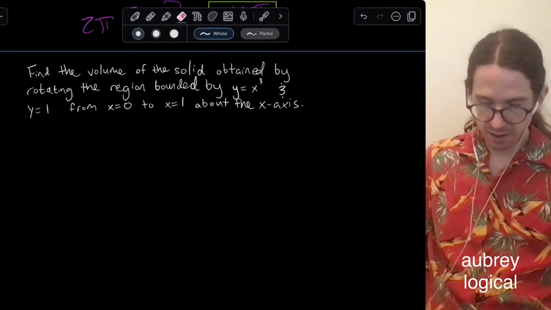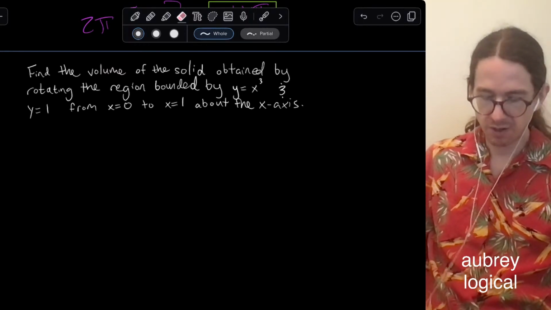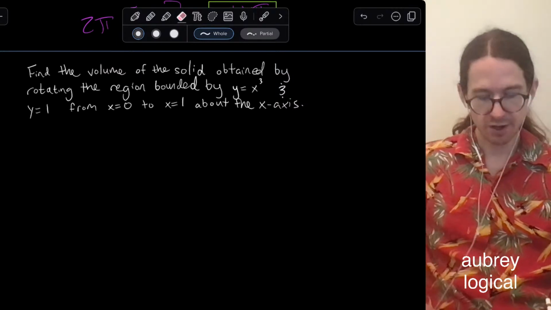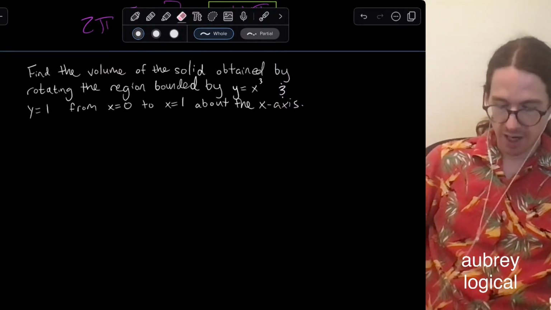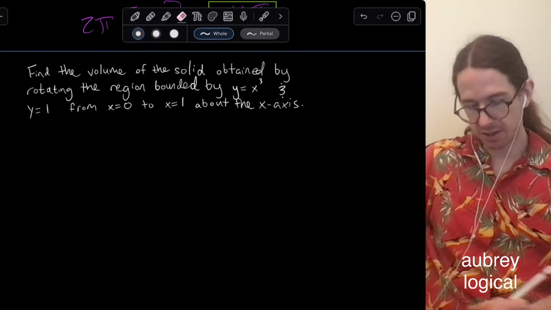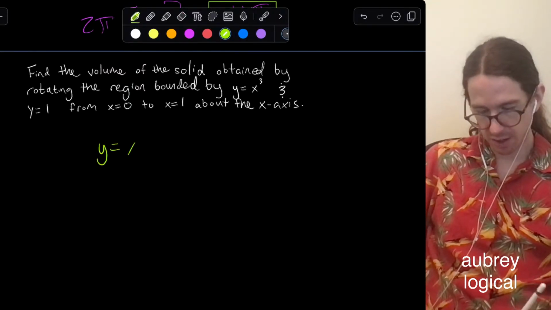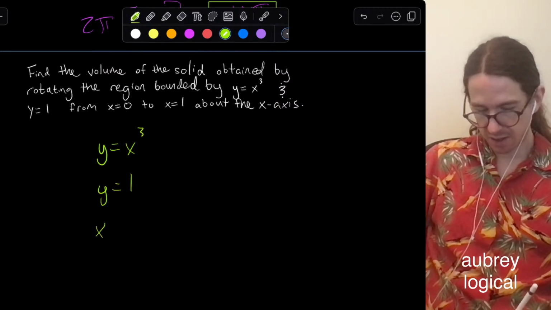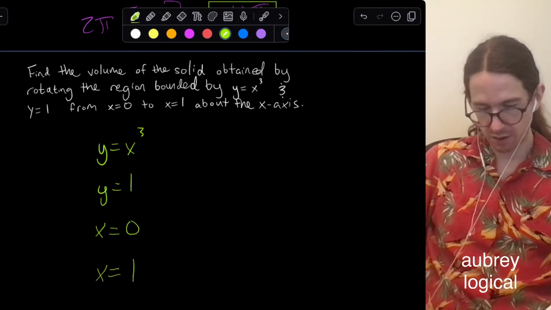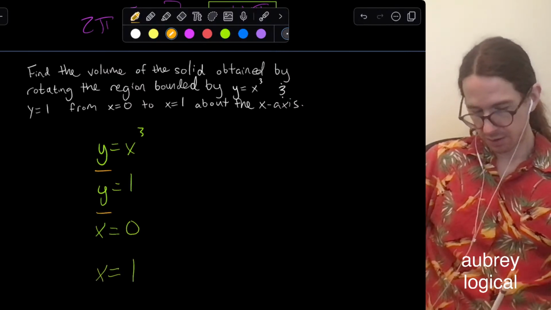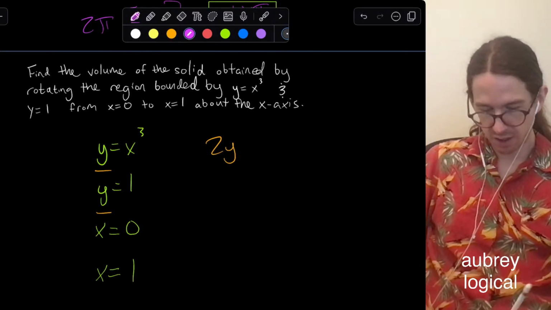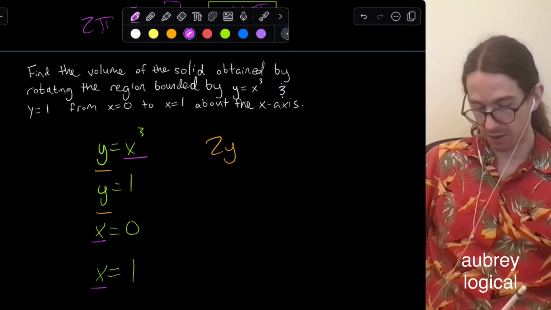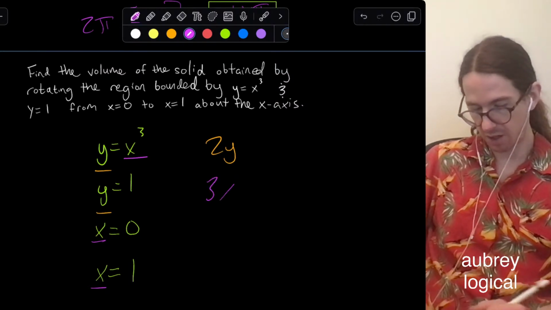So the volume of the solid obtained by rotating the region bounded by y equals x cubed and y equals 1 from x equals 0 to x equals 1 about the x-axis. So we got y equals x cubed, y equals 1, x equals 0, x equals 1. So we've got 2 y solutions, 3 or 5 x solutions, either way, it's too many because 2 is the limit.